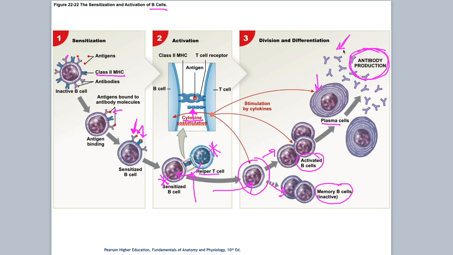Okay, and those antibodies are going to slow down that antigen. Maybe it's on the surface of our bacterium, and so they slow down that bacterium and they prevent that bacterium from continuing to harm our cells.